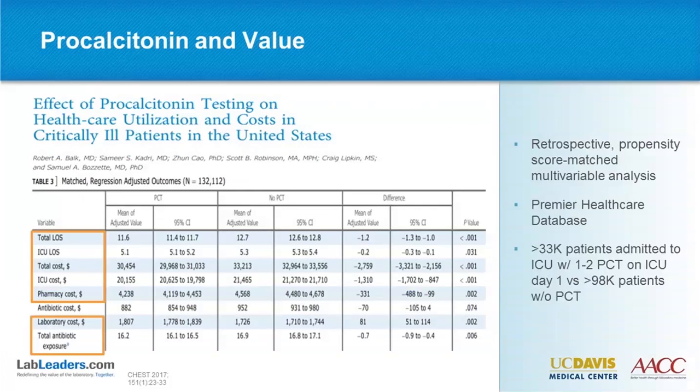It's from Bulk et al. in 2017. This is a retrospective study, a propensity score matched multivariable analysis. It's from a Premier Health database with over 33,000 patients admitted to the ICU with 1 or 2 PCT collected on day 1 versus greater than 98,000 patients without PCT tested. And you can see in the PCT and no PCT groups, there's a striking and statistically significant difference.